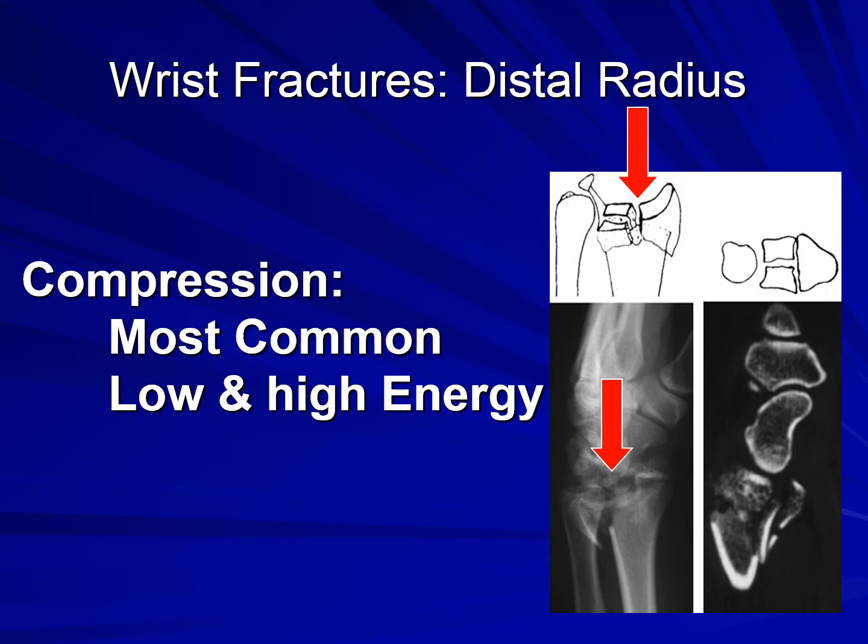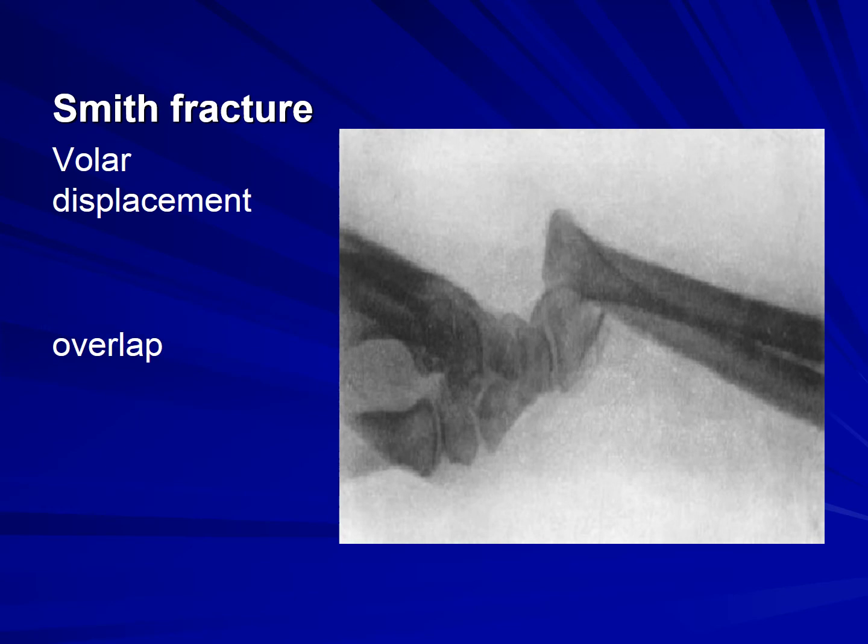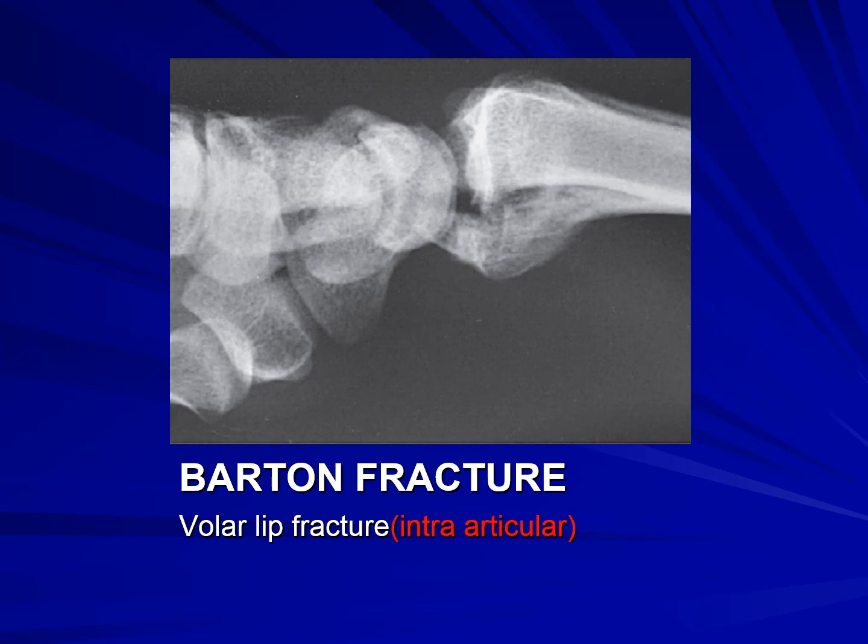There is another variant of the distal radial fracture, which includes compression, and this is the most common, even in high energy fractures. Another pattern of the distal radial fracture includes Smith fractures with volar displacement and overlap. So this is the reverse of Colles'. The other form is Barton fracture, which is either a volar lip fracture or dorsal lip fracture, and this is commonly an oblique or vertical fracture reaching the articular surface of the radius. But Colles' fracture and Smith fracture are still transverse fractures and not reaching the articular surface.